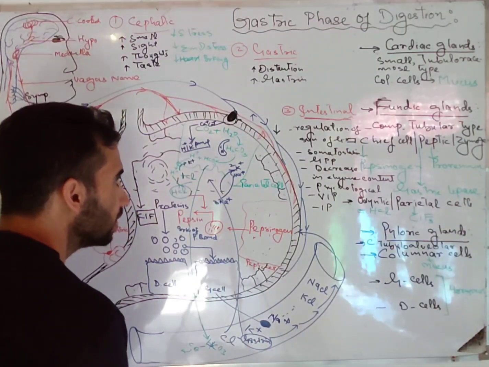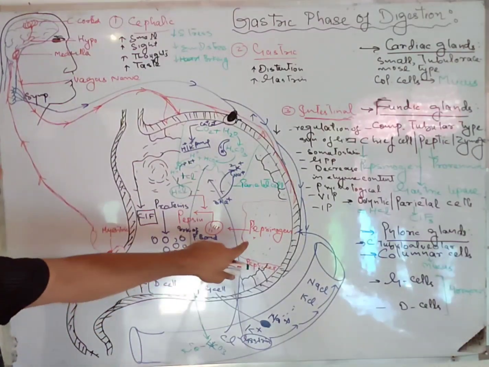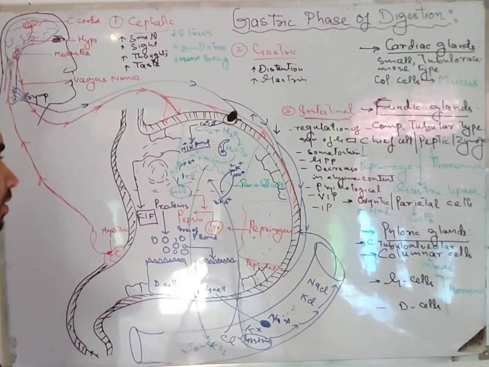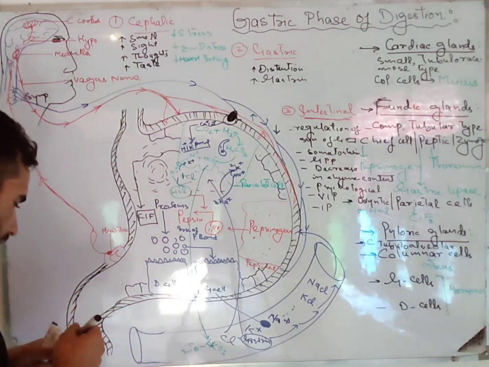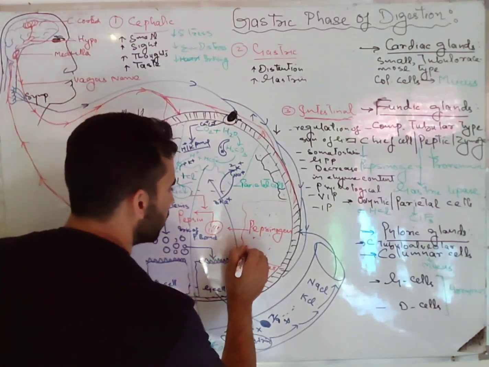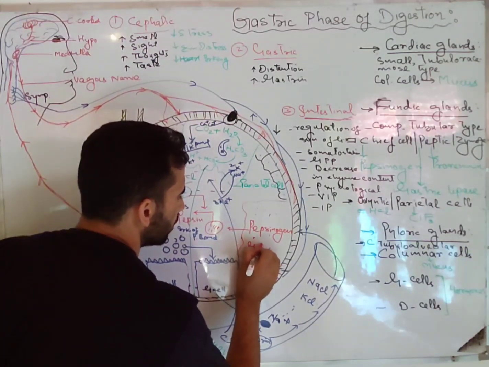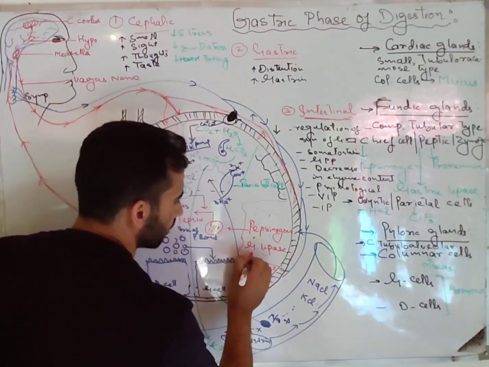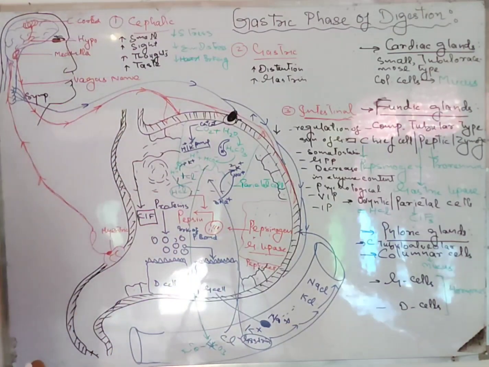And besides that, the cell which was responsible for the synthesis of the pepsinogen is also responsible for the synthesis of another enzyme known as gastric lipase. We should not rule that out here, that it is also responsible for the synthesis of gastric lipase.